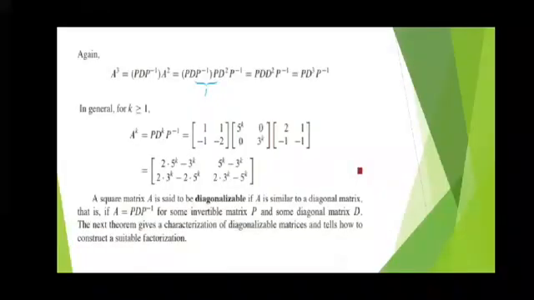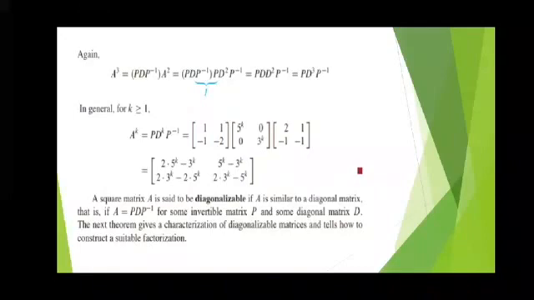Again we take A cube. A cube means what here? A into A square. A into A square means what here? A we know is PDP inverse, so we write PDP inverse. Similarly A square is PD square P inverse. Here if we apply the same associative property, P inverse into P will be I. So P D into D square into P inverse, D into D square, that is nothing but D cube. So we have here P D cube P inverse, that is the value of A cube.